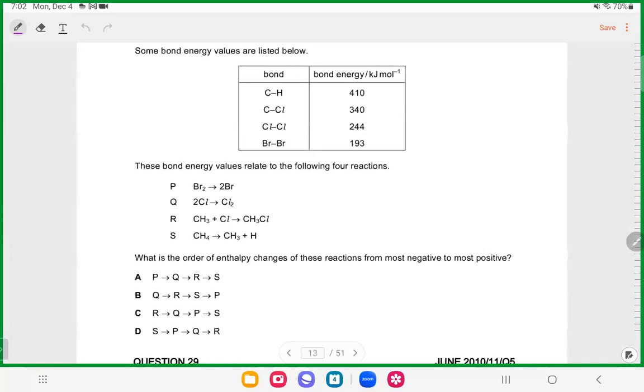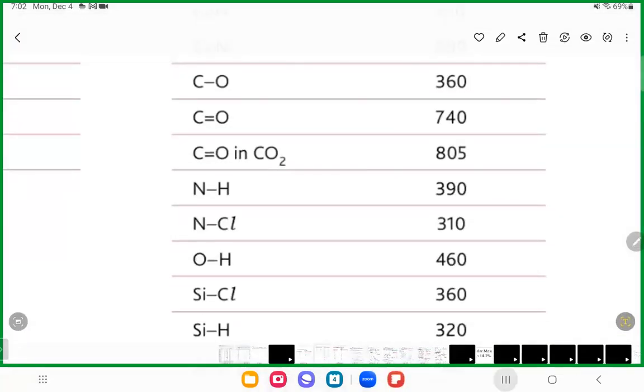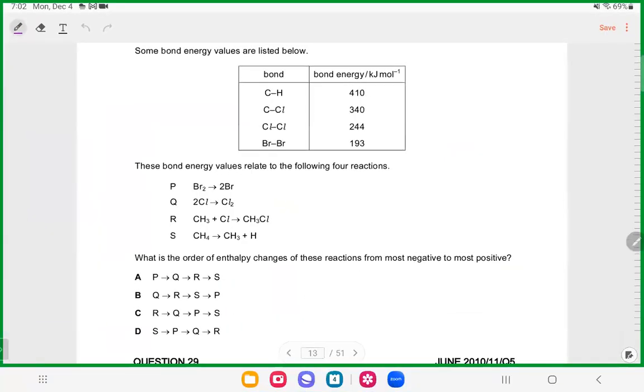Is it visible? Yes. Some bond energy values are given. These bond energy values related to the four reactions, आपको लिखना है इनको मोस्ट नेगेटिव से मोस्ट पॉजिटिव की तरफ। मुझे बताइए, इन ऑप्शन P, Br2 फॉर्मिंग 2Br, क्या प्रोसेस हो रहा है? बॉन्ड ब्रेकिंग, and how many bromine bond is being broken? एक, and bond breaking is always positive, ठीक है? So the value should be plus 193.